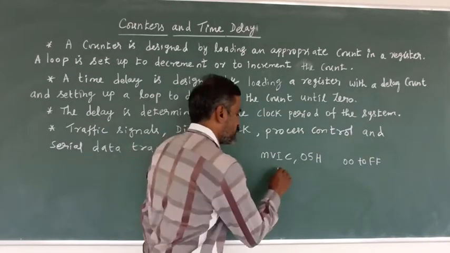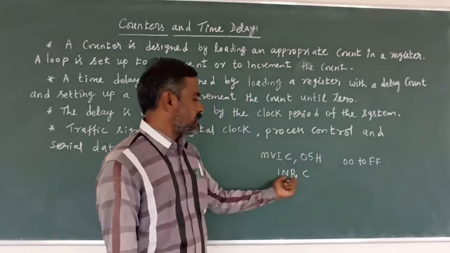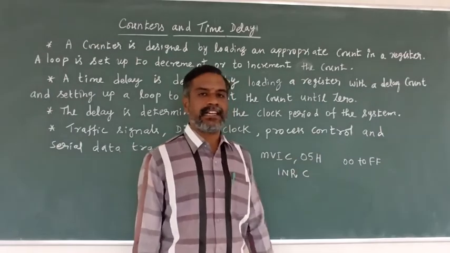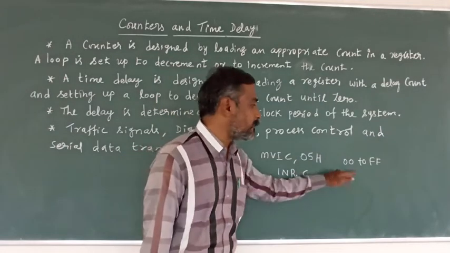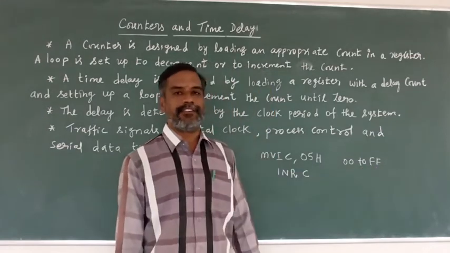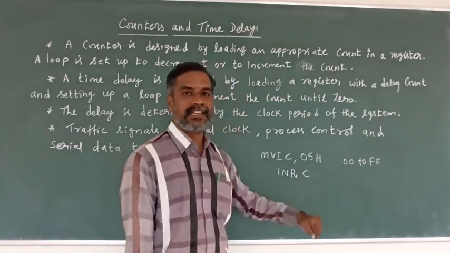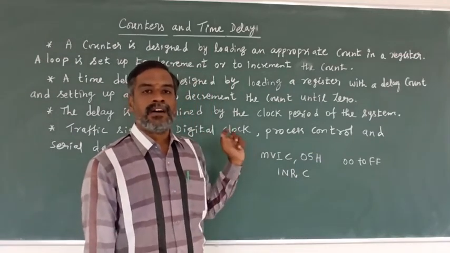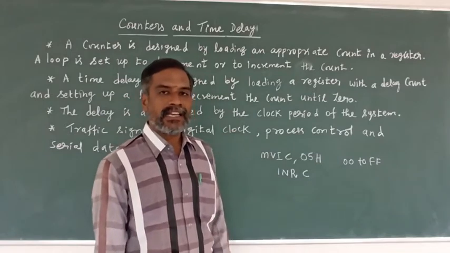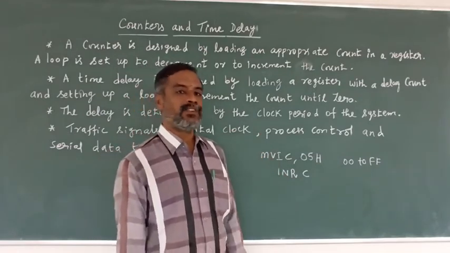Suppose now to increment the C register value from 05 to FF, at that time we can use INR C. It will increment the C register content 5, 6, 7, 8, 9, 10 like that up to a maximum of FF. For that we can use INR C. This is one type of counter, to count the values, to increase the values.